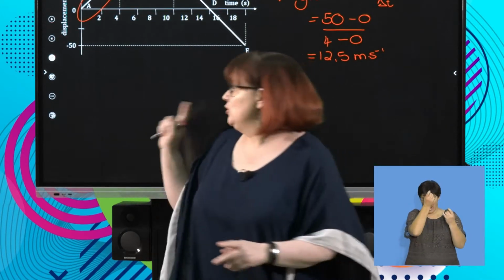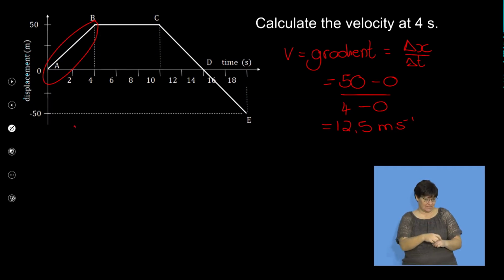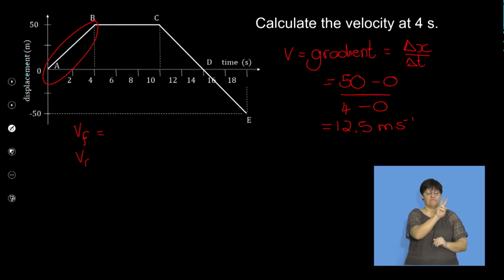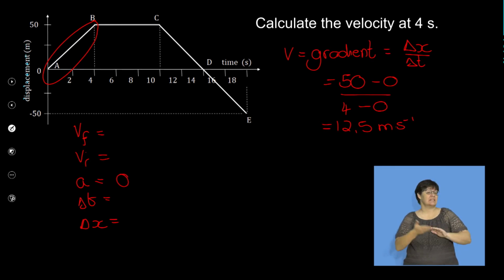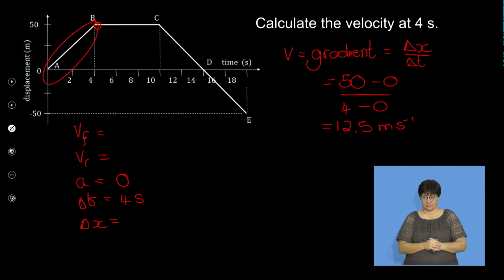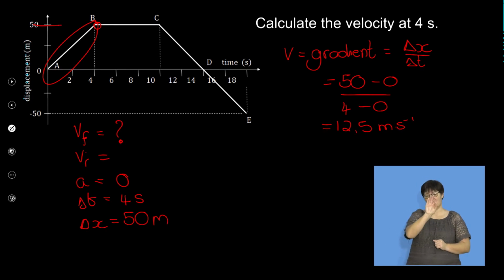So now, let's look at what happens if I use equations of motion. To use equations of motion, I need to decide what information I have. So, we always write down a list: VI, VF, A, delta t, and delta x. Now, it's going at constant velocity, so I know acceleration is 0. My time to get here is 4 seconds. My distance is 50 meters. The issue is that I want VF, okay?